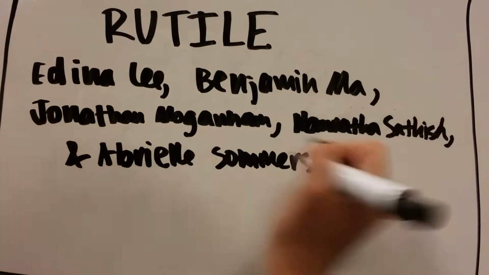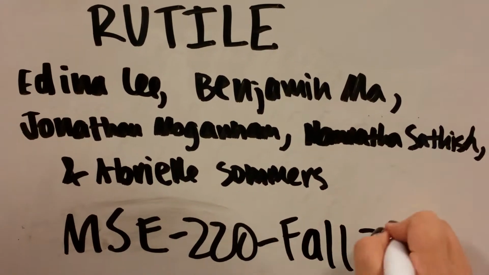Hello everyone, we're Team JBean and we researched the rutile phase of titanium dioxide for our exotic phase project. We started our research with the bonding of the elements in rutile. To determine the bonding, we first had to look at electronegativity.